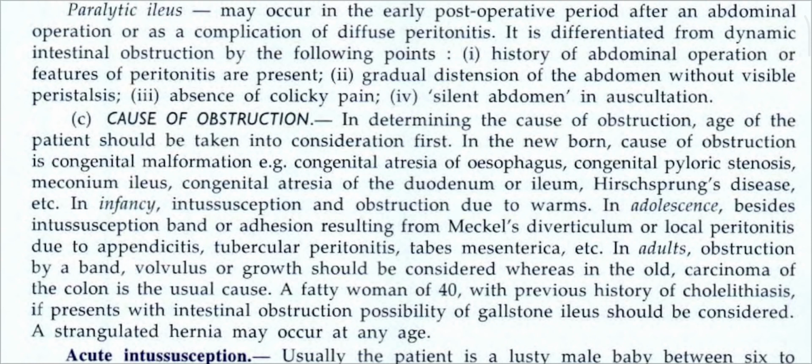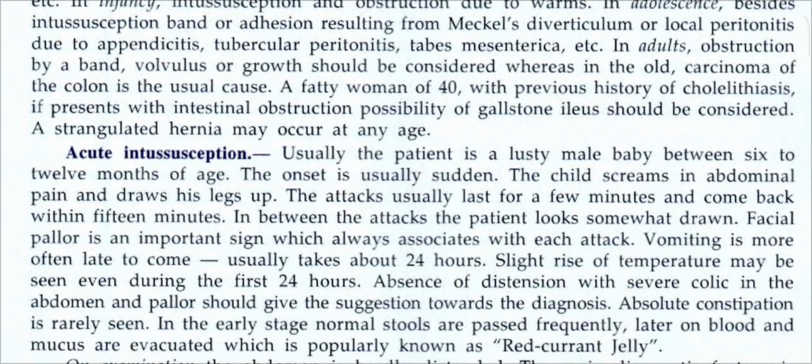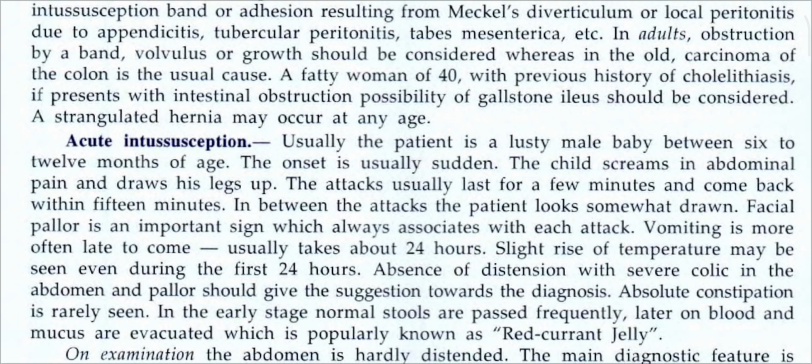In infancy, intussusception and obstruction due to worms. In adolescents, besides intussusception, bands or adhesions resulting from Meckel's diverticulum or local peritonitis due to appendicitis, tubercular peritonitis, tuberculous mesenteric lymphadenitis, etc. In adults, obstruction by a band, volvulus, or growth should be considered, whereas in the old, carcinoma of the colon is the usual cause. A fatty woman of 40 with a previous history of cholelithiasis, if she presents with intestinal obstruction, possibly gallstone ileus, should be considered. A strangulated hernia may occur at any age.